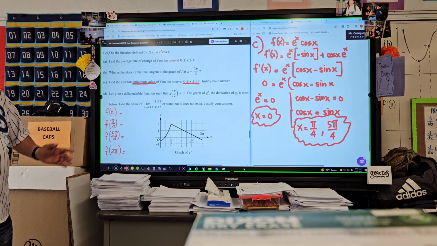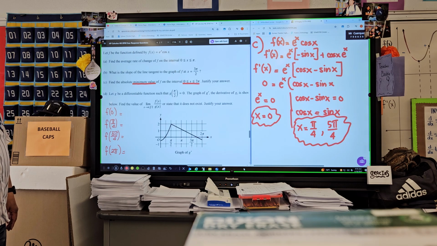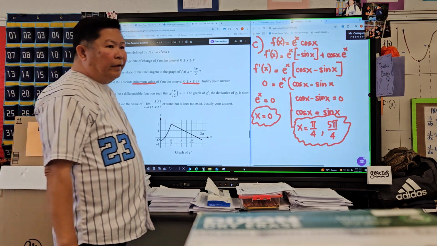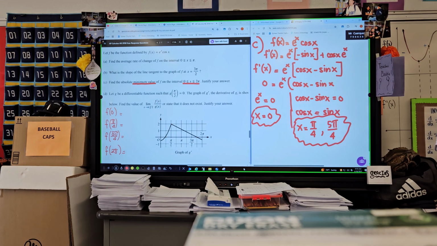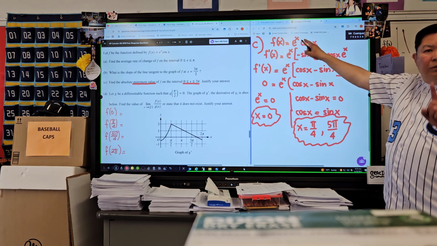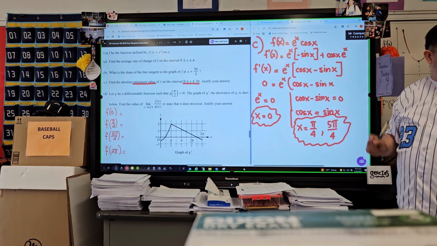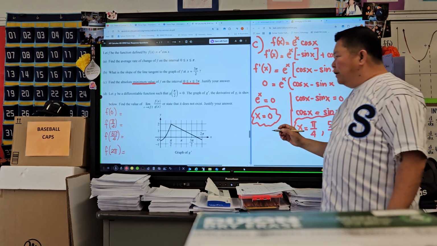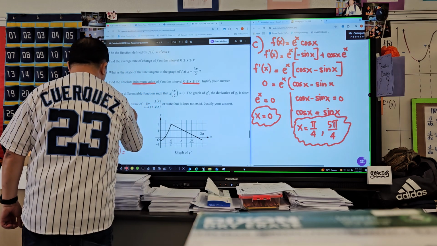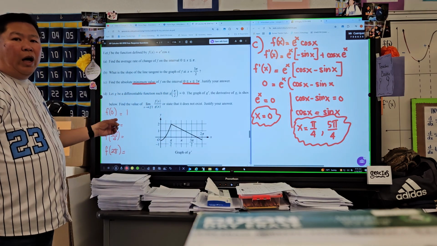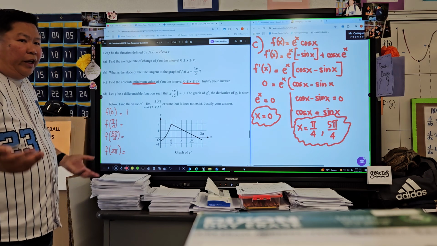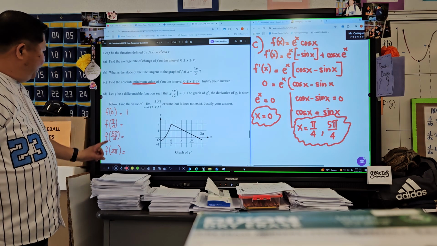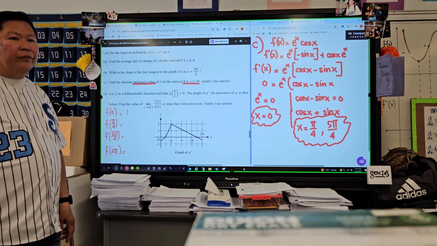This is still part of question C. Okay, so what is f of 0? 1. Why? What is e to the power of 0? 1. What is cosine 0? 1. 1 times 1 is 1. Now, is 1 a minimum or a max? We don't know yet.